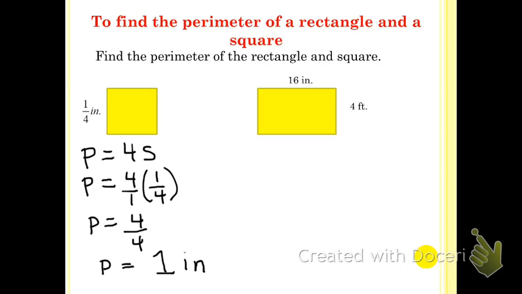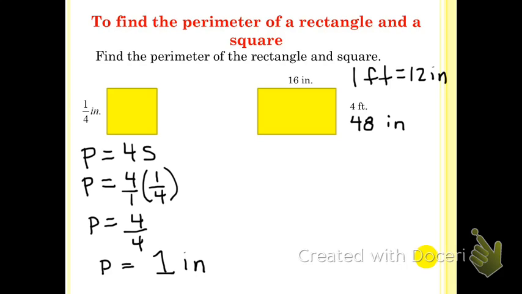Now we'll find the perimeter of a rectangle. Notice the length is given in 16 inches. The width is given in 4 feet. So we need to change the 4 feet into inches. Once again, we know that 1 foot equals 12 inches. So 4 feet must be equal to 48 inches.